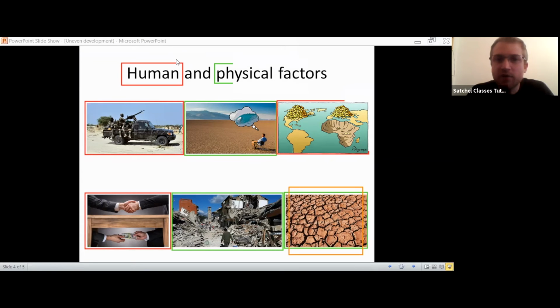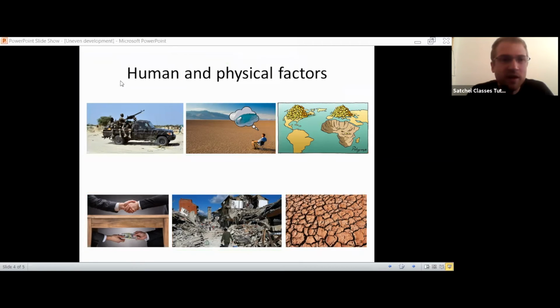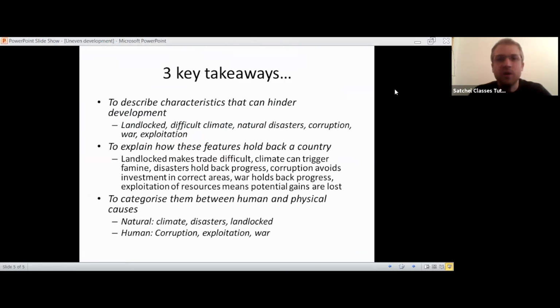So then we'll just have a quick summary of what we looked at before the end. Back to our three key takeaways. We wanted to describe the characteristics that can hinder development. So we were looking at landlocked, the difficult climate, natural hazards, corruption, war, and exploitation of a nation. Then to explain how they hold them back. Being landlocked makes trade difficult. Climate can trigger famine through drought. Disasters hold back progress because the country is always trying to develop back to its original point, and that's the same with war as well.